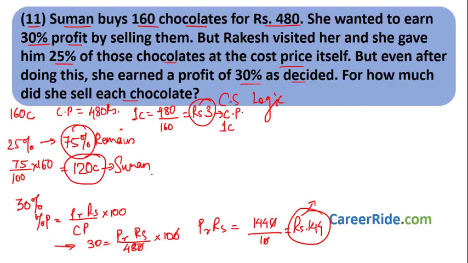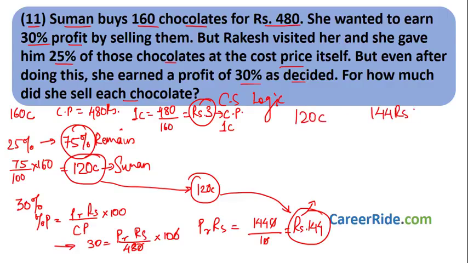But Rakesh took 25% of the chocolates at the cost price itself. So she is remaining with only 120 chocolates, and using these 120 chocolates, she has to earn 144 rupees as profit. That means from 120 chocolates, she has to earn 144 rupees as profit. So from one chocolate, how much profit should she get? Simply cross multiply. What do we get? We get 144 divided by 120, right?